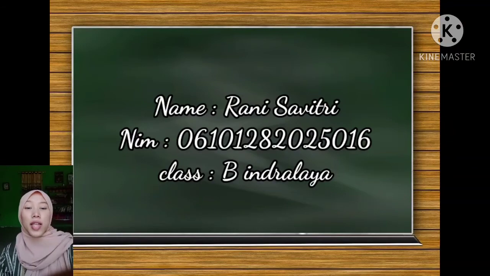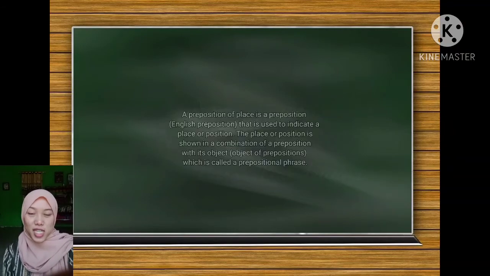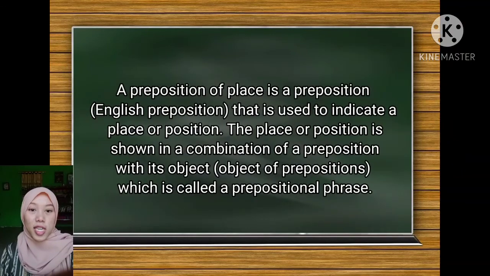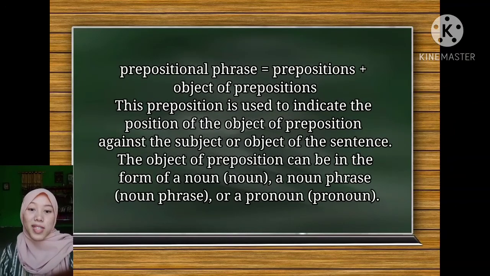Here I will explain the matter about the preposition of place. A preposition of place is used to indicate a place or position. The place or position is shown in a combination of a preposition with its object, which is called a prepositional phrase. Prepositional phrase equals preposition plus object of preposition.